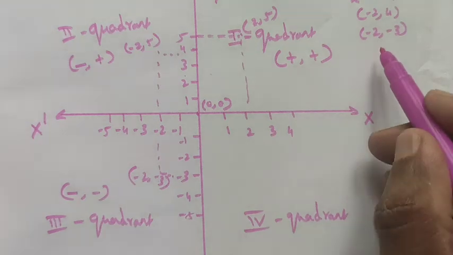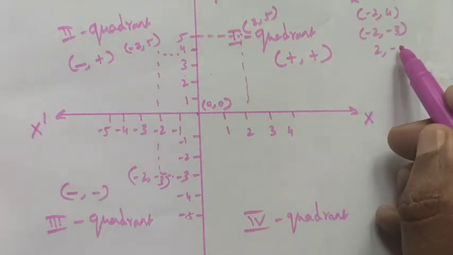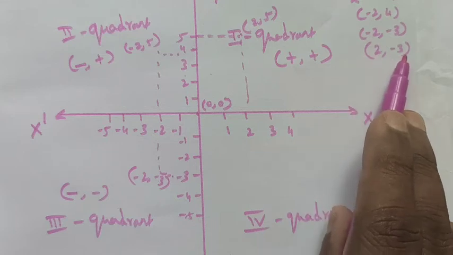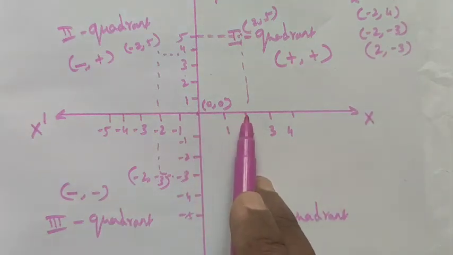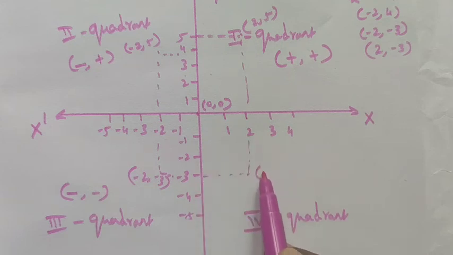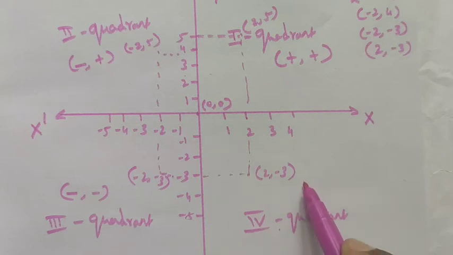In the fourth quadrant we have the point 2 comma minus 3. The x value is positive and the y value is negative. In x this is 2, and in y this is minus 3. So this is the point 2 comma minus 3. The fourth quadrant has positive and negative coordinate values.